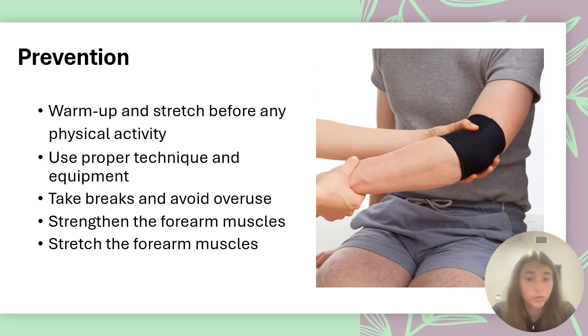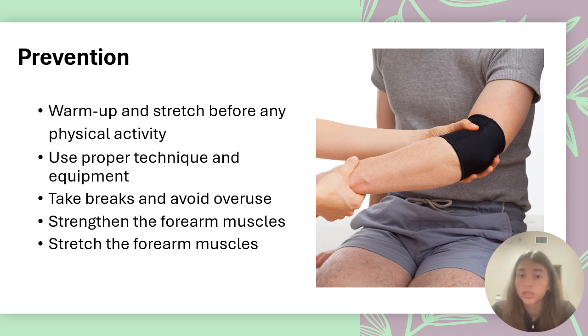So now moving into prevention. The best thing to do with tennis elbow is to prevent it before it starts. Preventing tennis elbow involves taking preventive measures and doing exercises to strengthen the muscles in the forearm. Here are some tips and exercises that can help prevent tennis elbow. Once again, warm up and stretch before any physical activity. This helps to improve blood flow and flexibility, reducing the risk of injury.